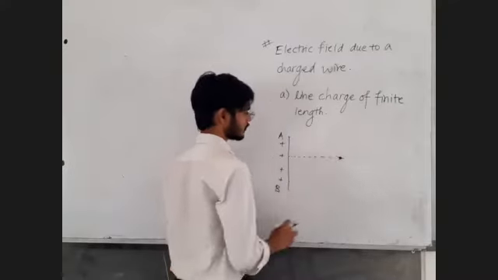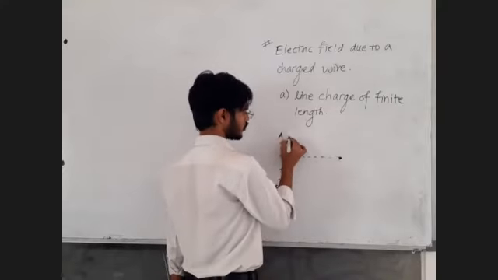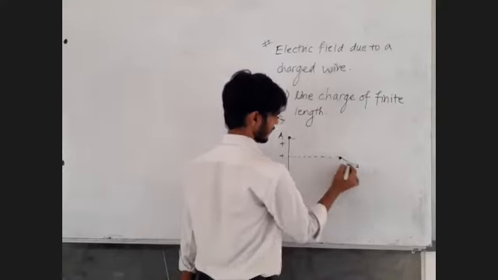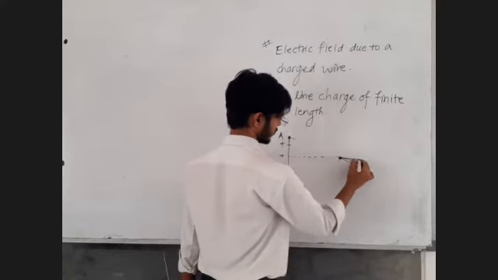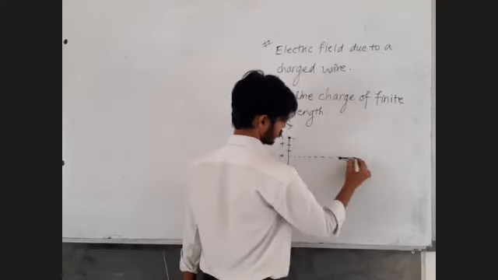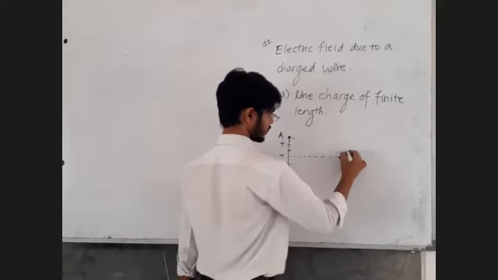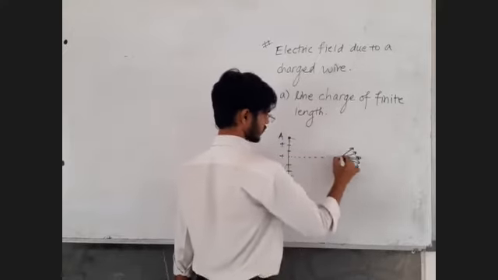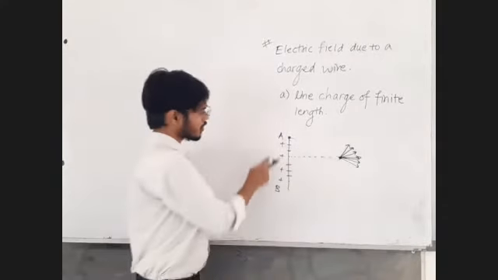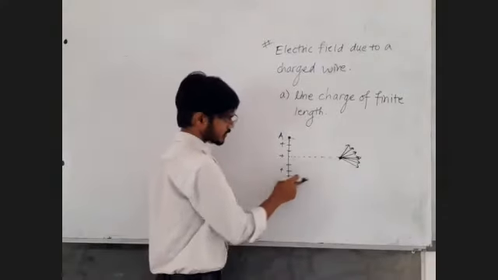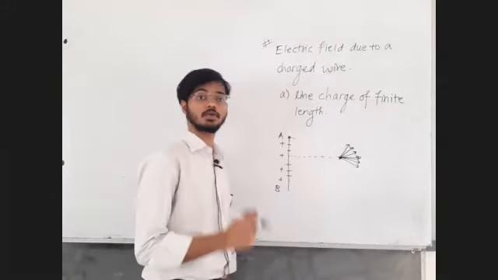Try to understand. To find the net electric field due to this point charge, it will be like this. Because of this point charge, it will be like this, and this one like this, and so on. So because of all these point charges, there will be some electric field, and we have to integrate all those electric fields.